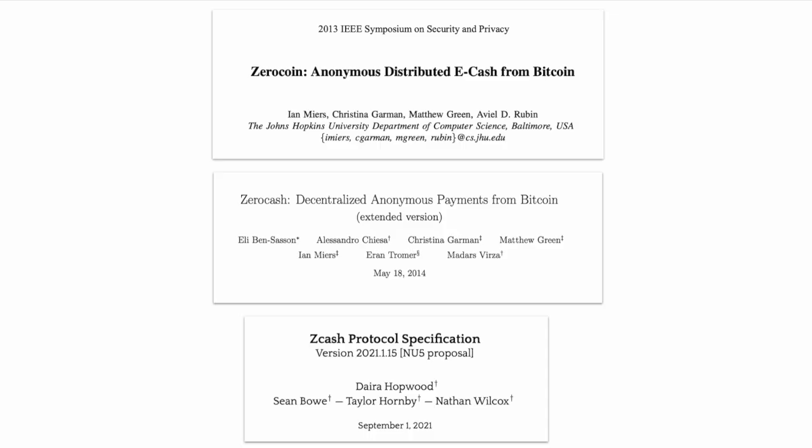So spoiler alert, in the rest of this video, I'm basically going to describe a slightly simplified view of Zcash Sapling, which is a protocol developed by Zcash, which was originally based on a fork of the Bitcoin code base, which adds privacy.